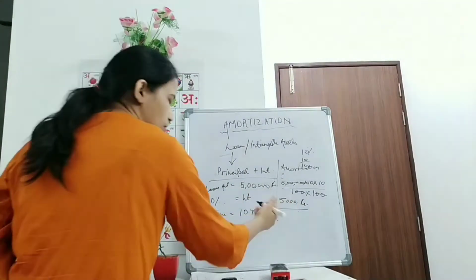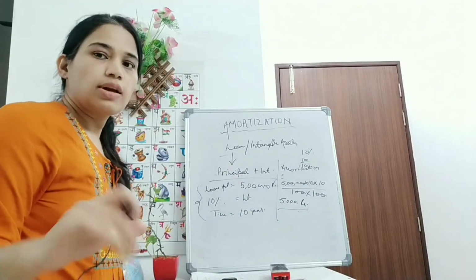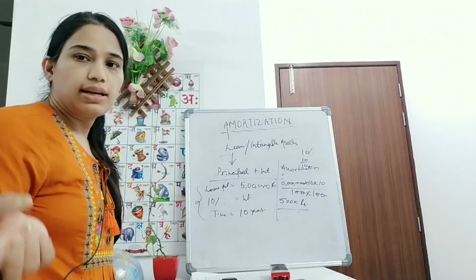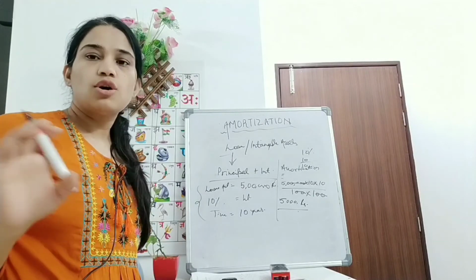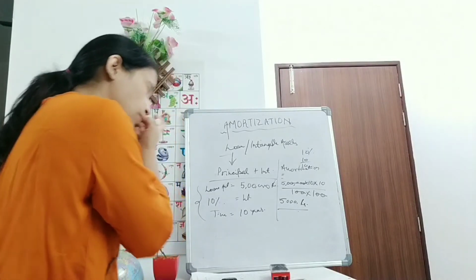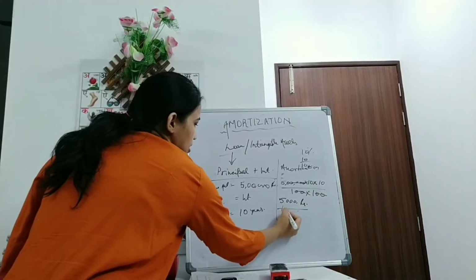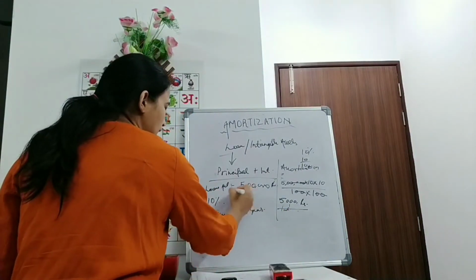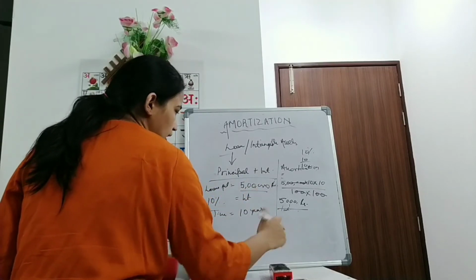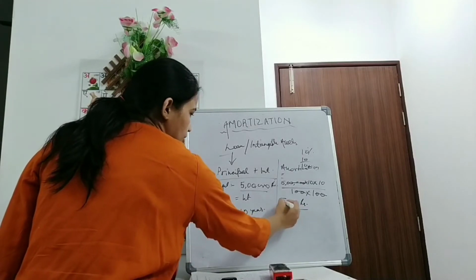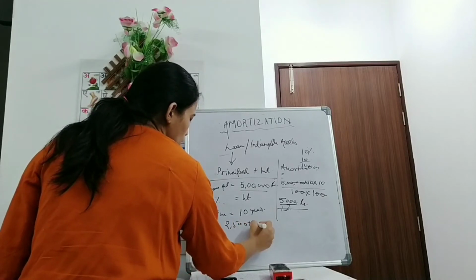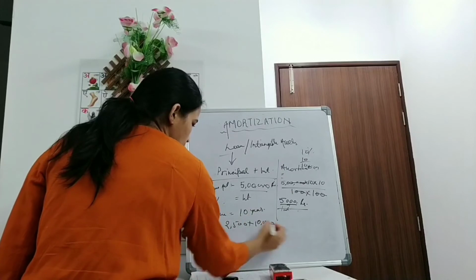So I am just taking the simple interest. It completely depends on the company's policy, whether the company is calculating it on the basis of compound interest or simple interest. Mainly they calculate according to compound interest. So the interest amount here is 5000 rupees and the loan amount is 500,000 rupees. So the company has decided that every year from 5000 rupees they will pay around 2500 rupees plus 10,000 rupees of principal.